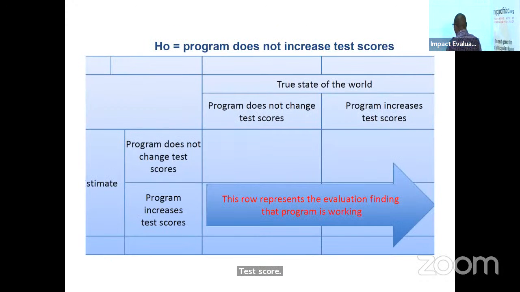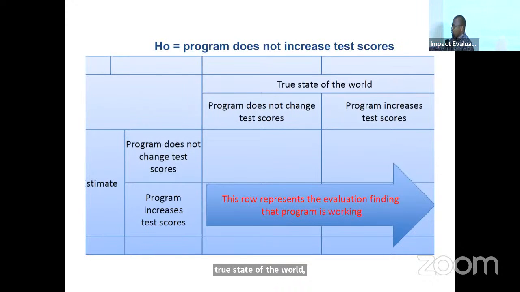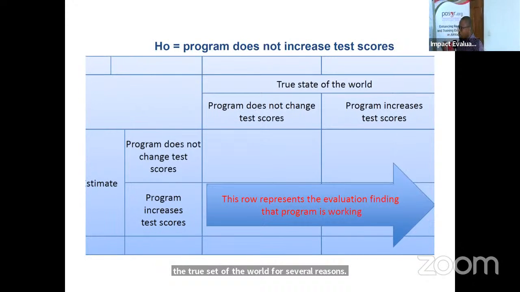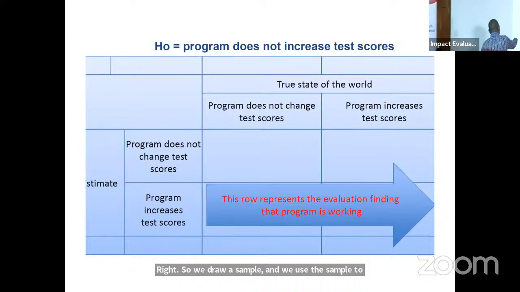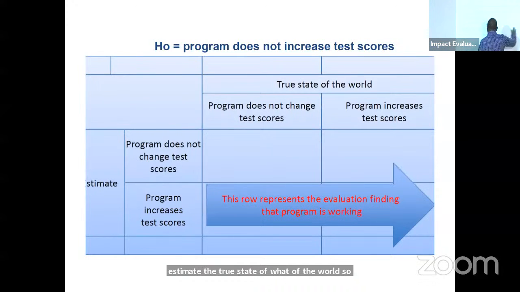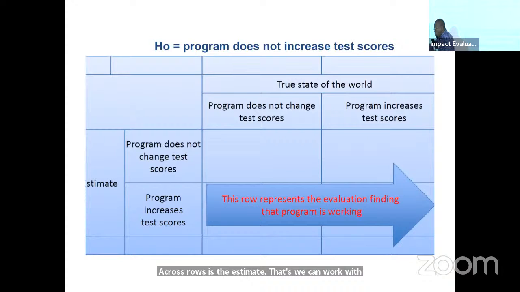Okay. Across the column is the true state of the world. But as I said, we can't get the true state of the world for several reasons, right? So we draw a sample and we use the sample to estimate the true state of what? Of the world. Across the rows is the estimate that we can work with. Across the column is the reality that we don't have control over. This is what we can work with.